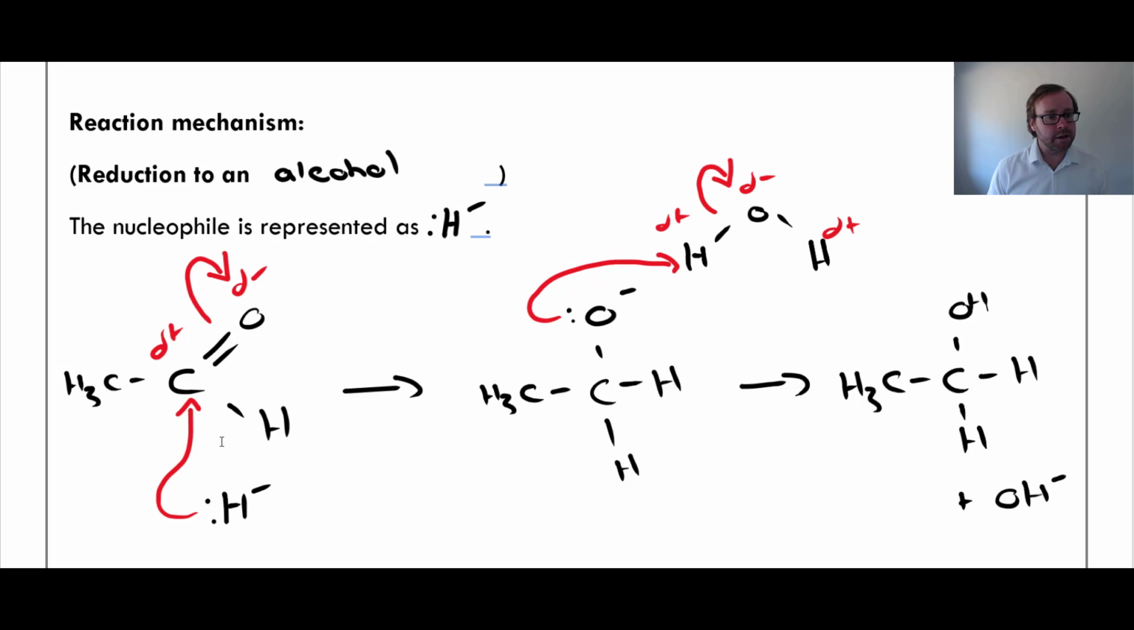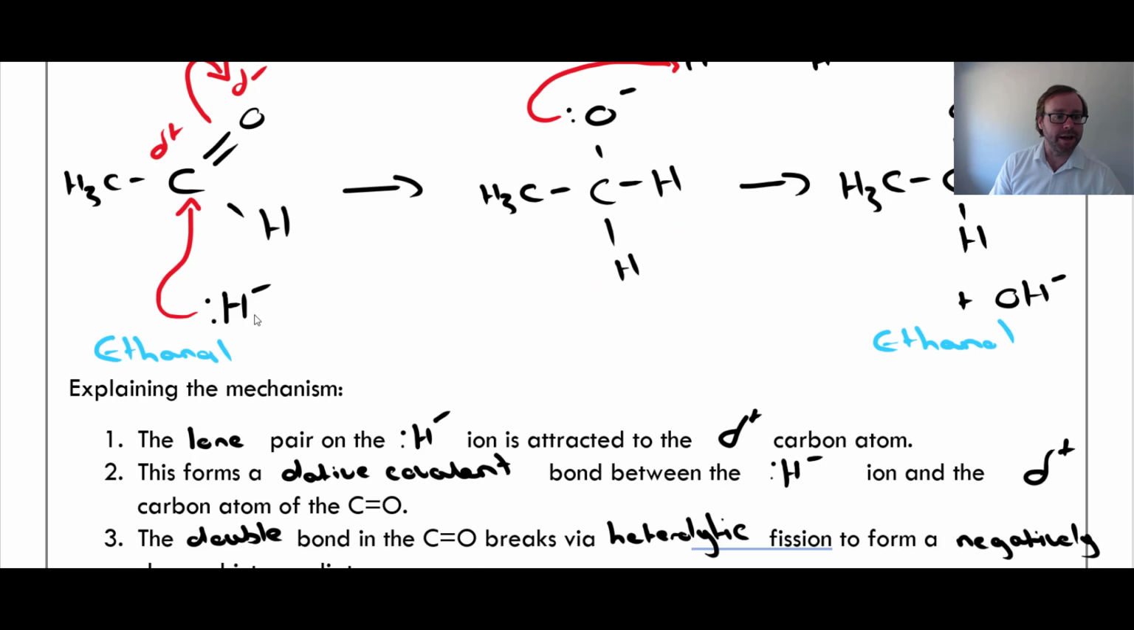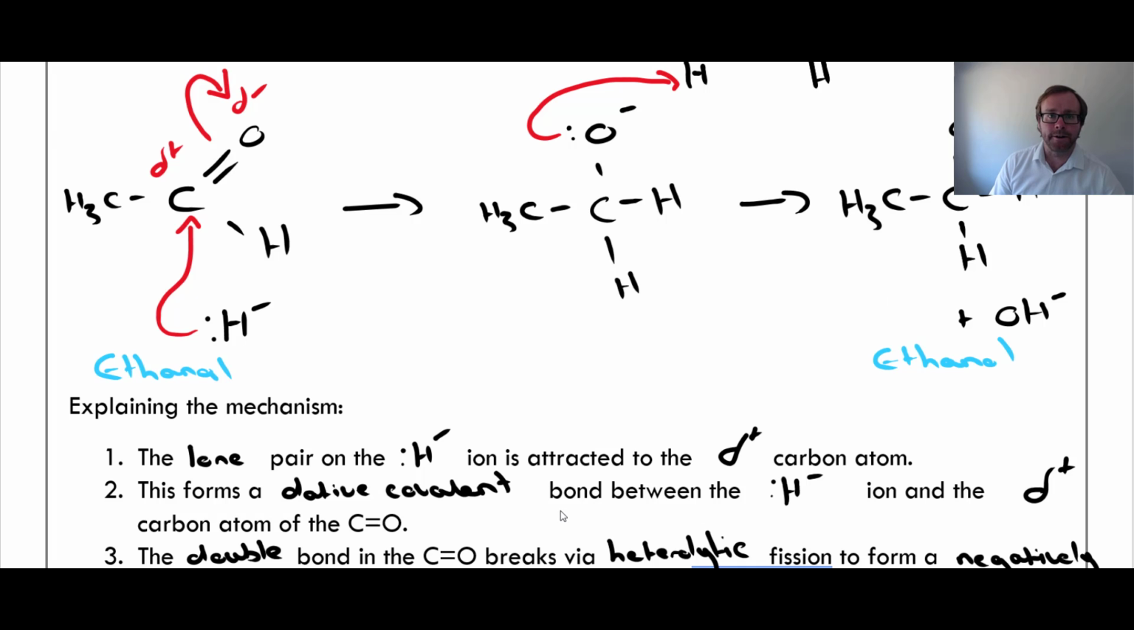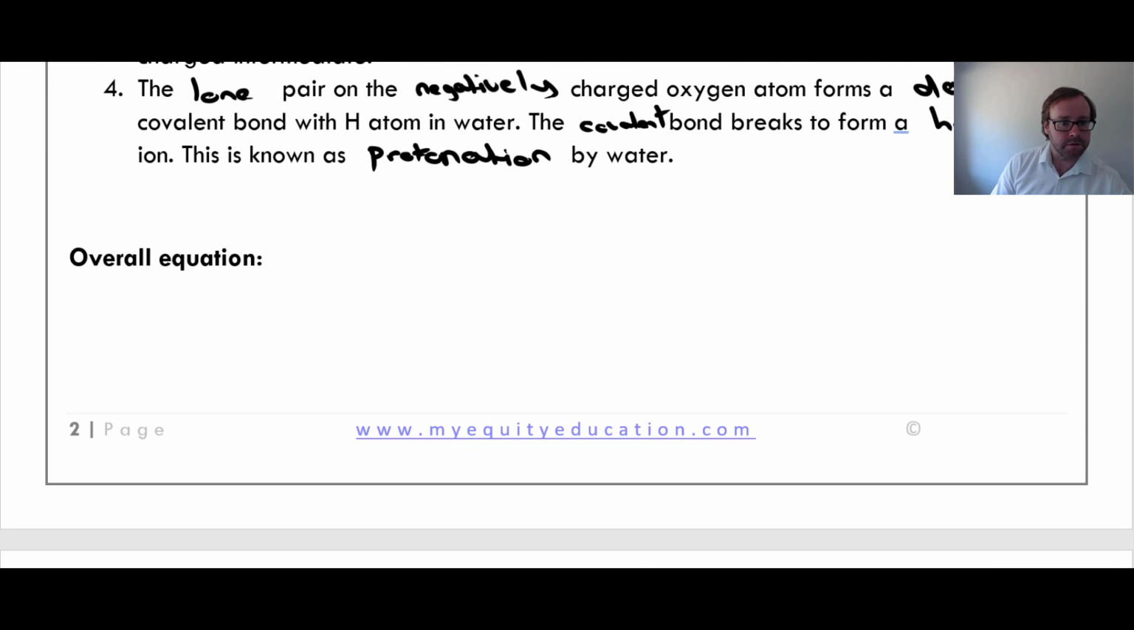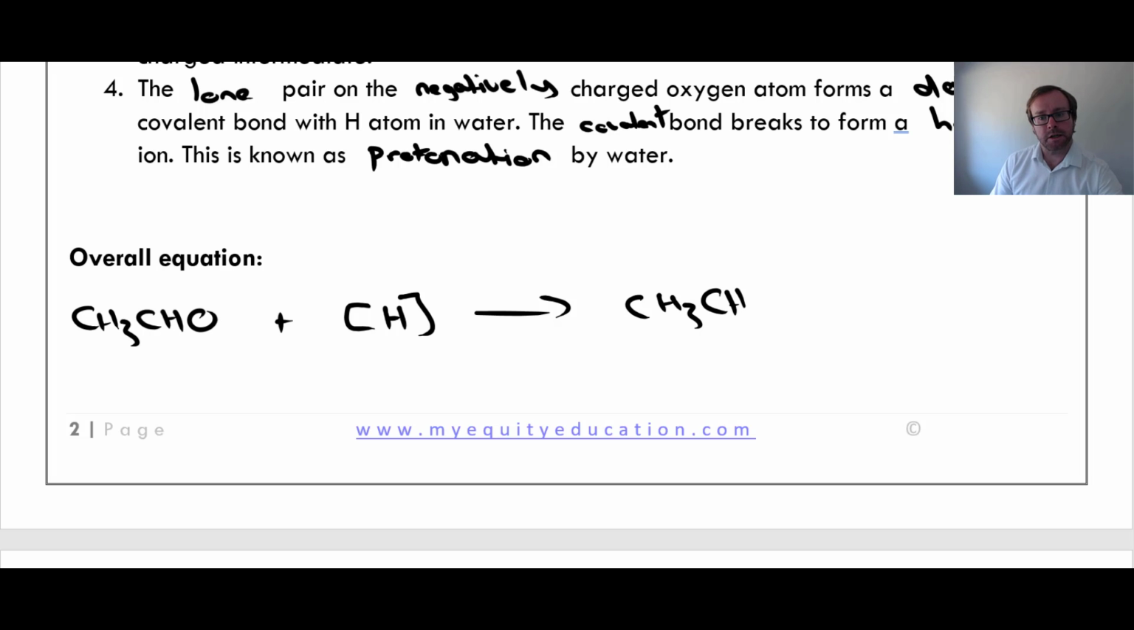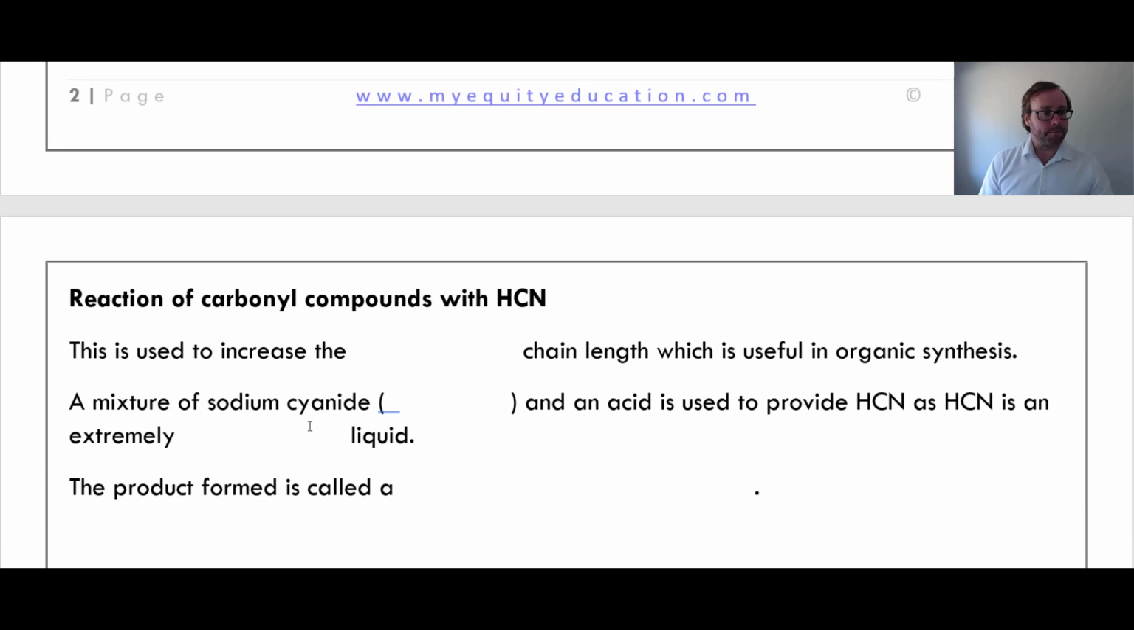Okay, so just quickly, I'd like to have a go at naming what the starting reagent was and the final product was. Okay, so we've gone from our ethanal to our ethanol. Okay, so the overall equation, I'm going to use H to represent my reducing agent, which means I'm going to have CH3CHO goes to CH3CH2OH plus 2H.